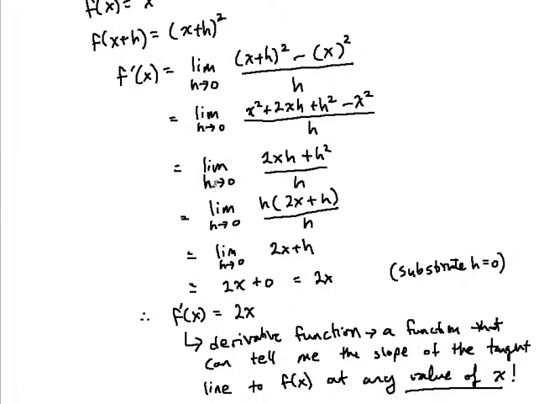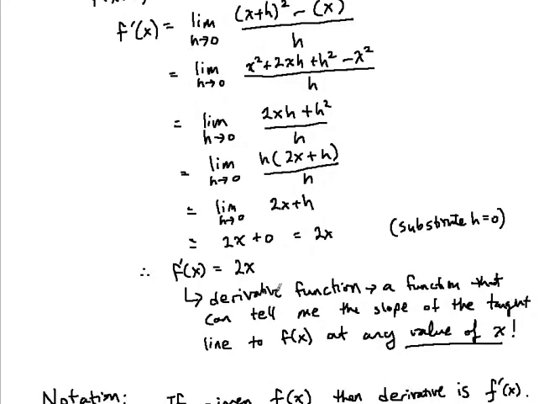I can't plug in my h yet to solve this limit, because I'll have an undefined expression. So I factor out the h from the top, and that h cancels out with the bottom. Then I'm left with 2x plus h, and then I can substitute. Once I substitute 0 in for h, I get 2x. So the derivative function that I get is 2x.